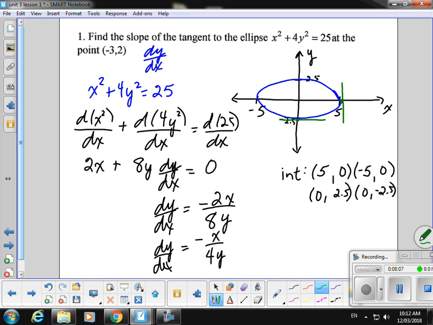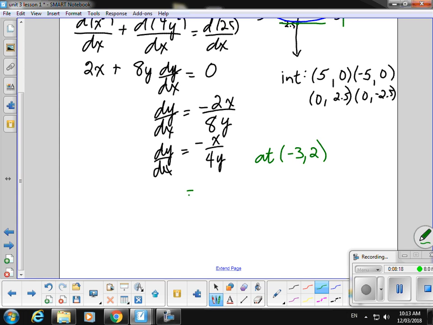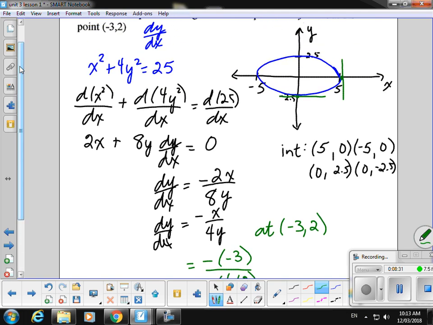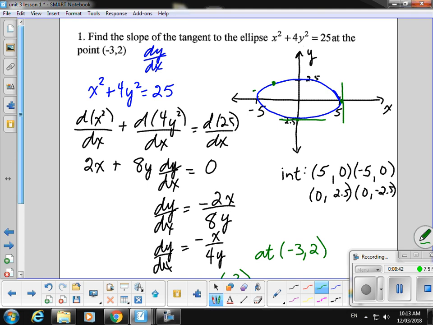Let's find the slope of the tangent at the point -3, 2. So -3, 4 times 2 would be 3 over 8. At the point -3, 2, let's have a look at my really bad diagram. So -3, 2, about right there, and it says the slope of the tangent is positive 3/8.